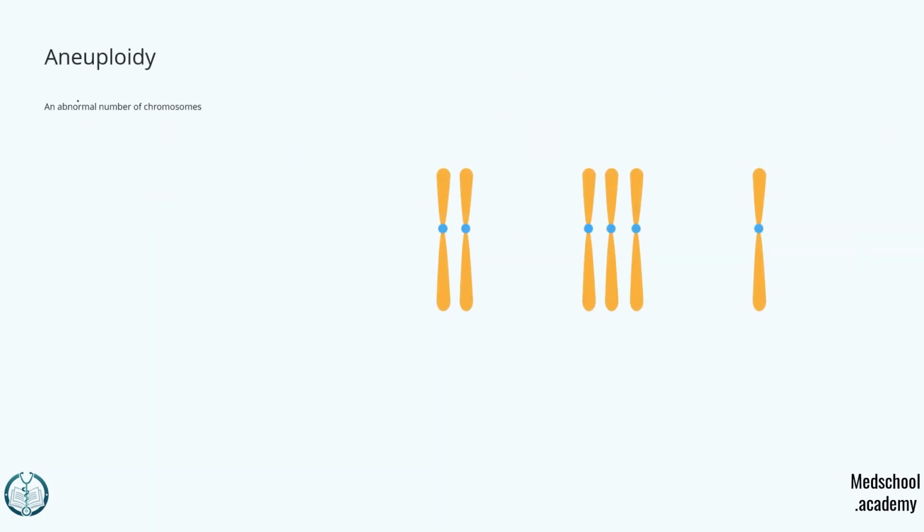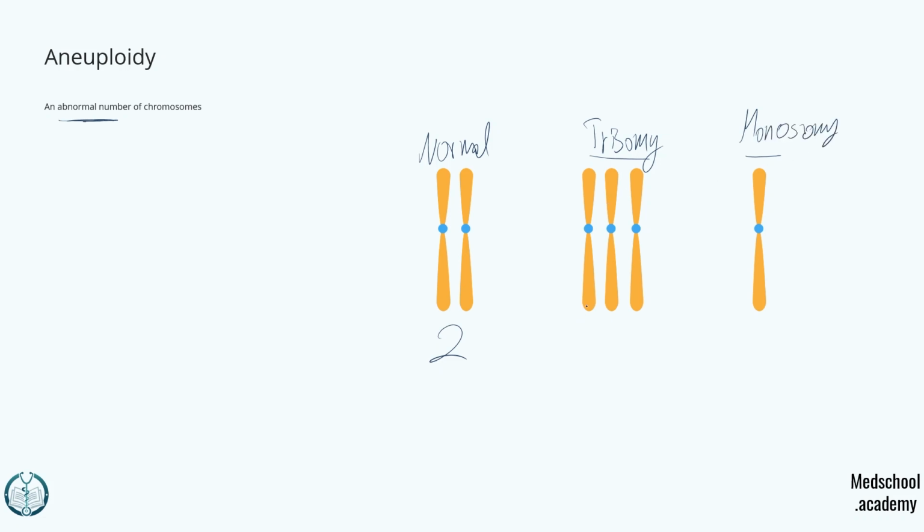Next we have aneuploidy. It is an abnormal number of chromosomes. So we know the normal amount of chromosomes is 2. This is normal. But if we have 3 chromosomes, we know that is abnormal. And if we have 3, that is known as trisomy. If 3 is trisomy, then 1 will be monosomy.